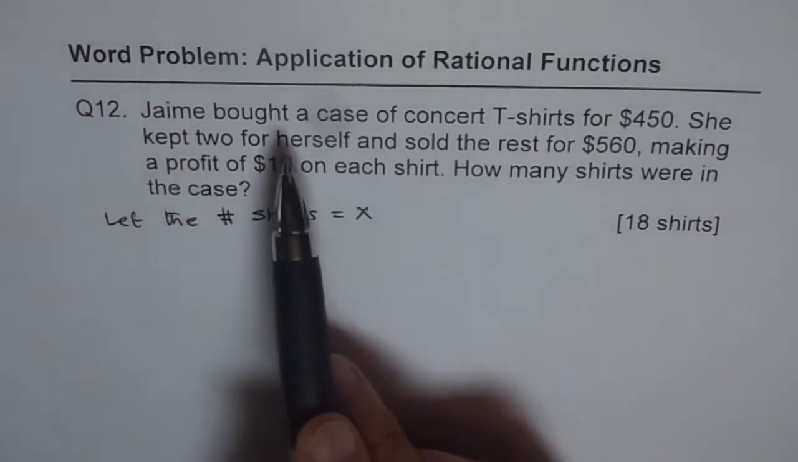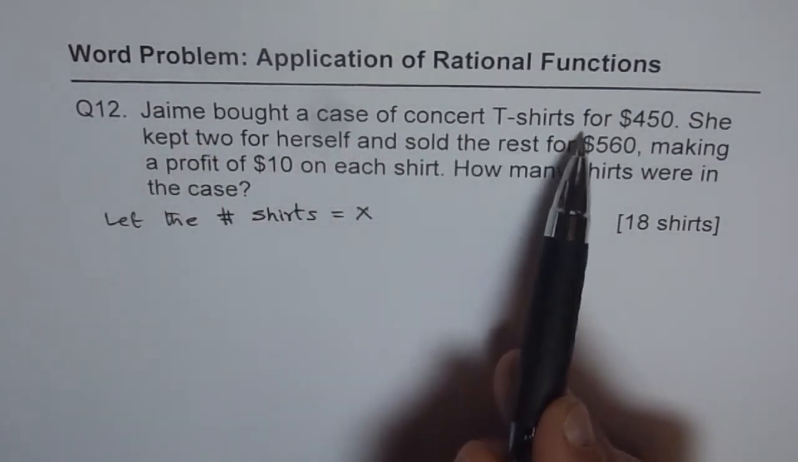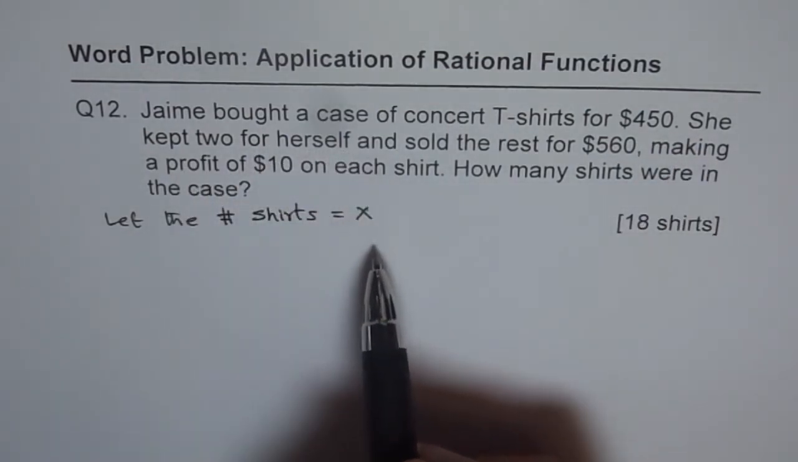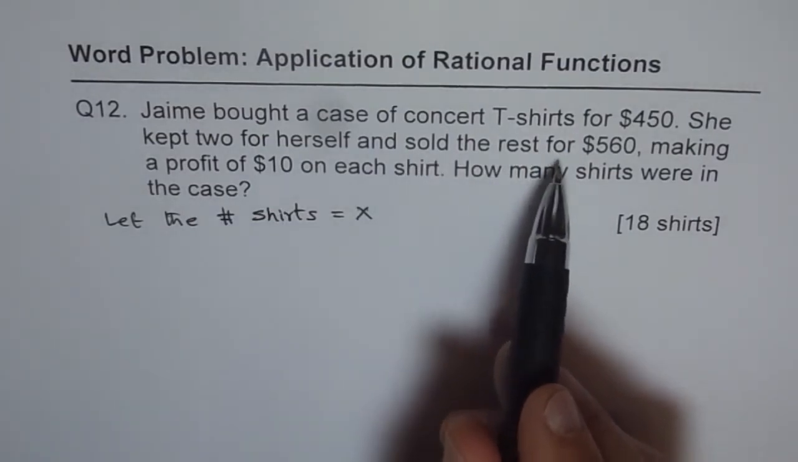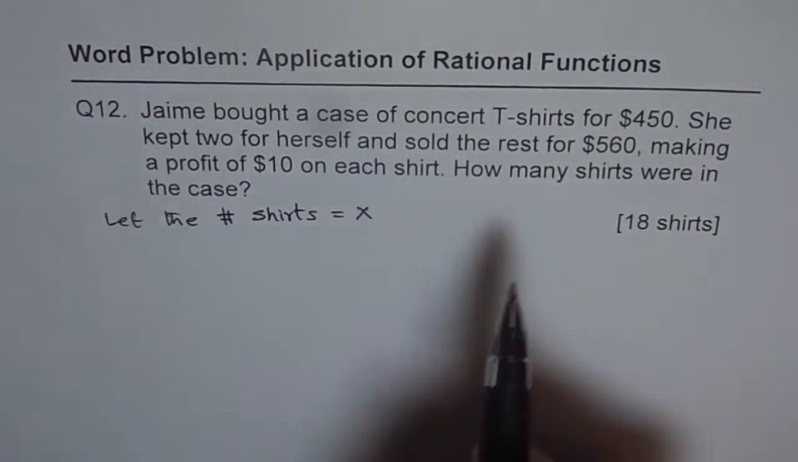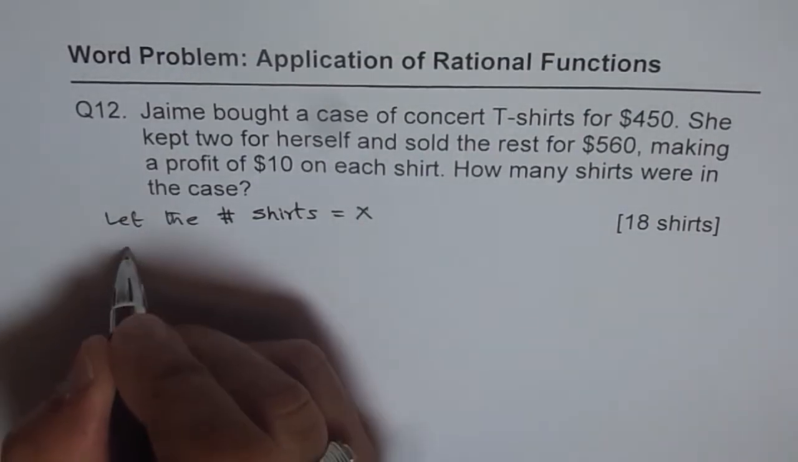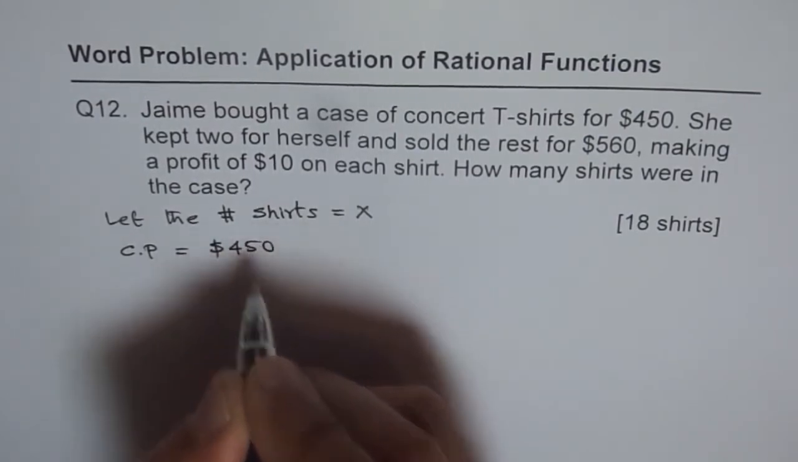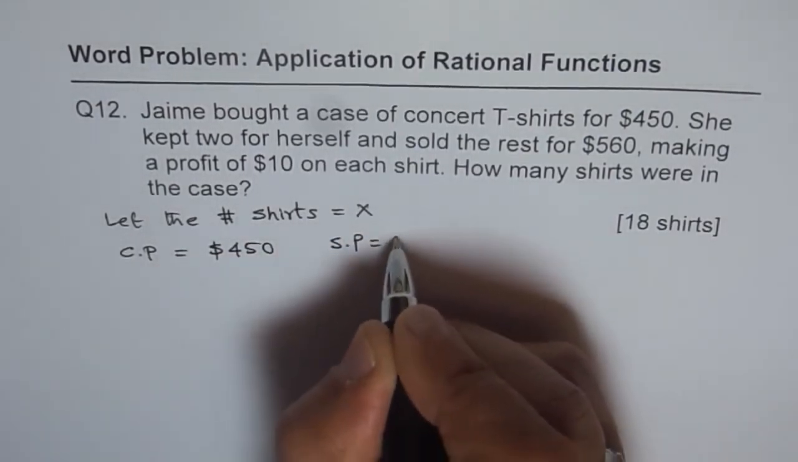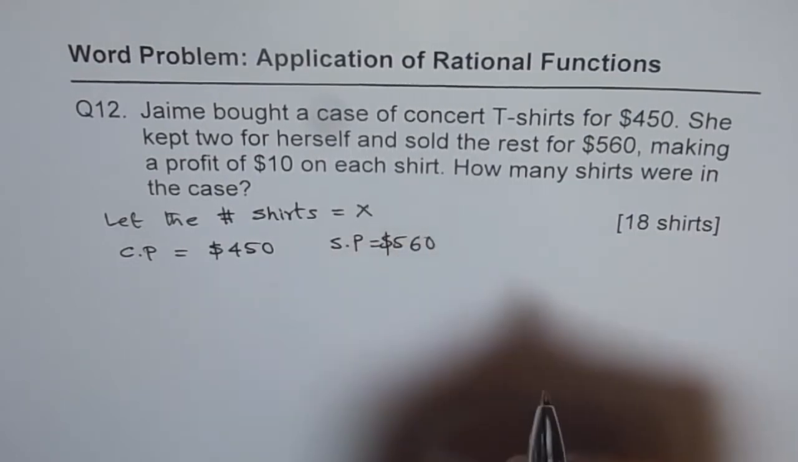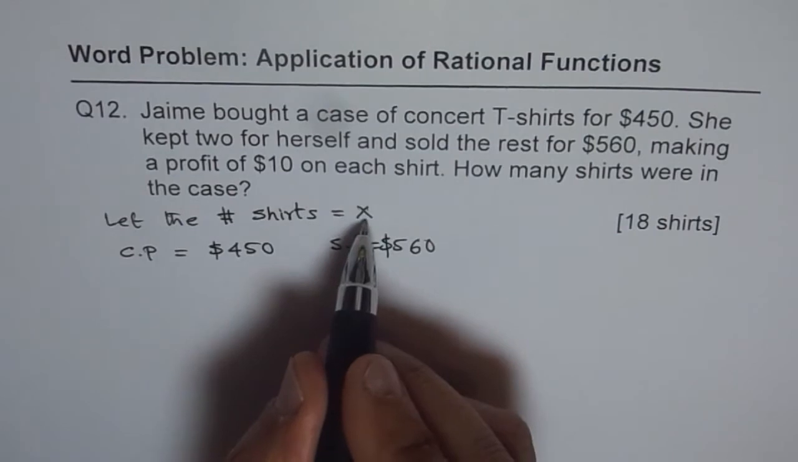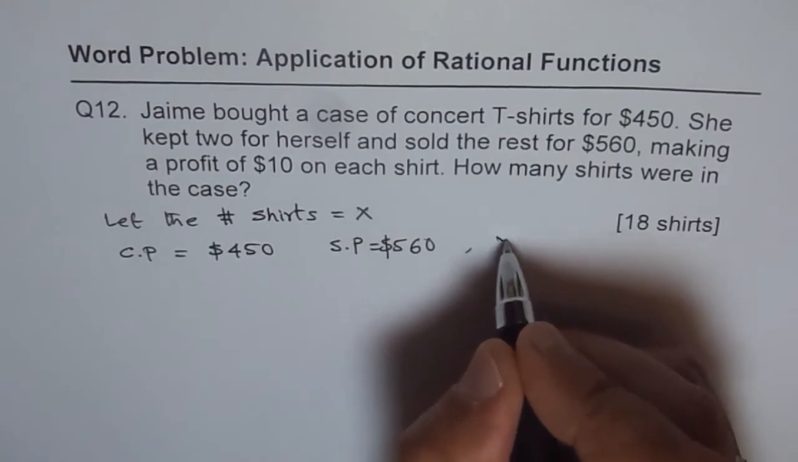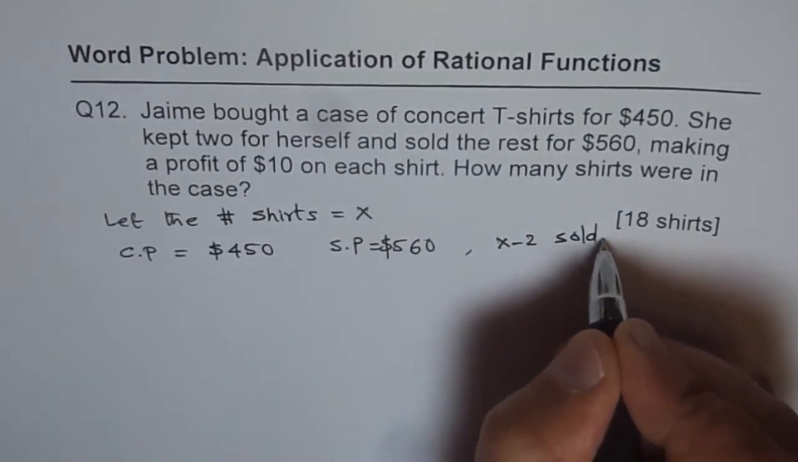It says Jamie bought a case of concert t-shirts for $450. She kept 2 for herself, so X minus 2 are being sold, and sold the rest for $560. So what is given to us? We are given the total cost price is $450, the selling price is $560, and the number of bought shirts is X, but the sold ones are X minus 2. This is the information given to us.